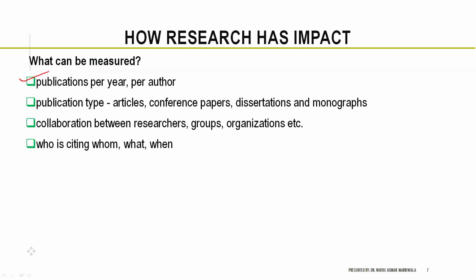Publications per year per author is how the measurement is done. Publication type: that is articles, conference papers, dissertations, monographs. You can add patents to it. I'll be talking very specifically about patents also. The program organizers have requested me to specifically talk about how patents can be implemented in this, so I can refer to patents over here, right?